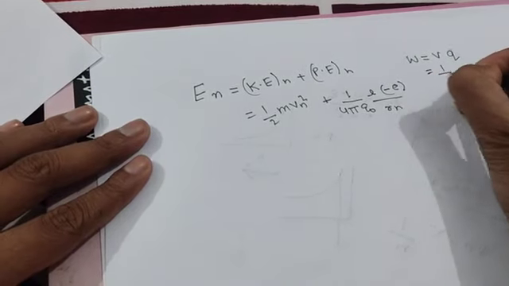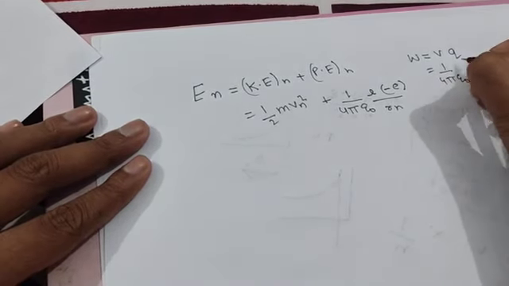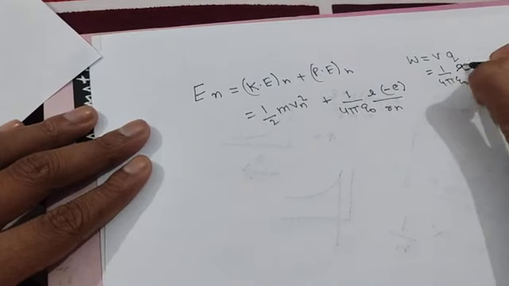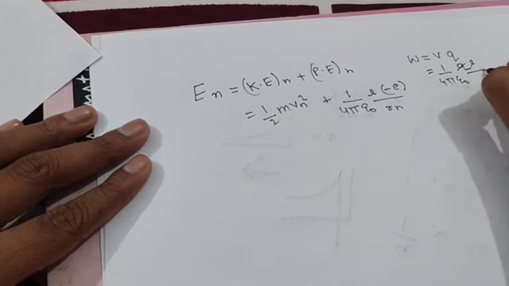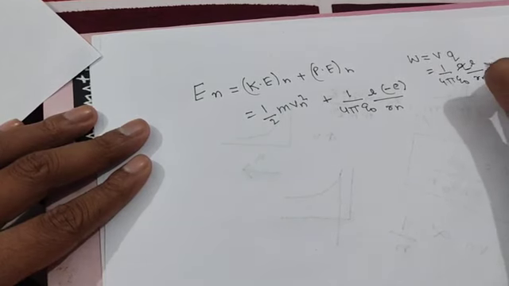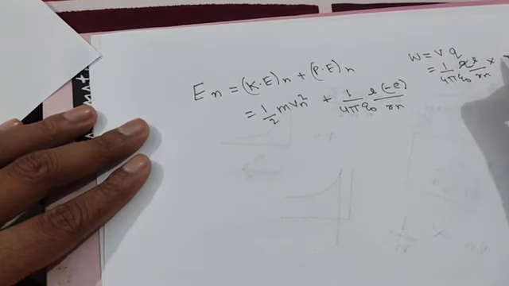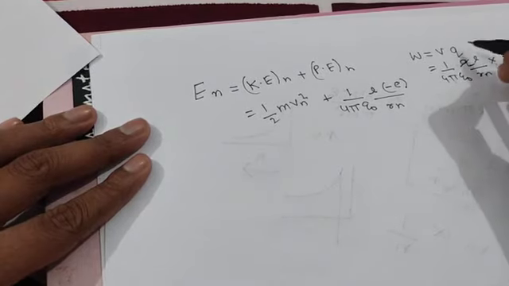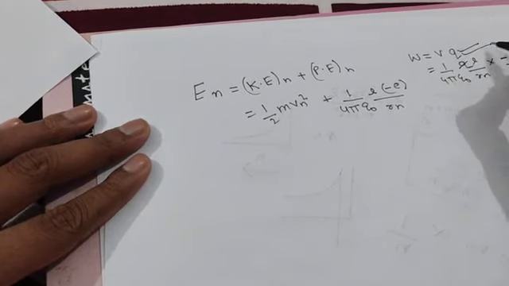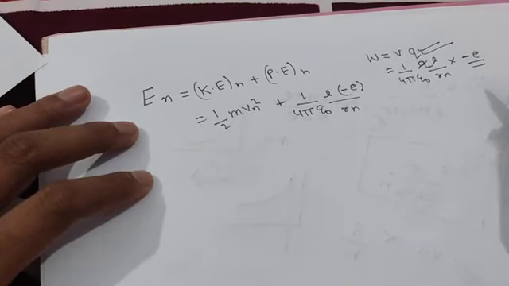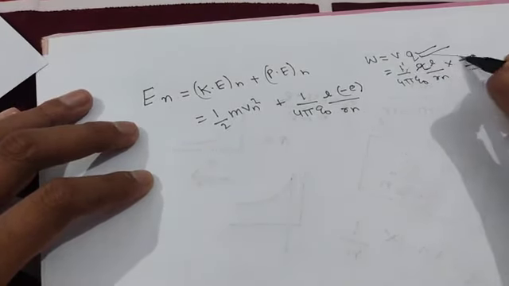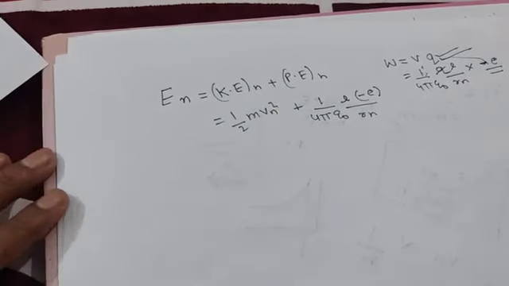So V is 1 by 4 pi epsilon naught Q by R. Q is just e by Rn, and we take the minus because Q here is the charge of an electron, so that's why we use minus e here. Okay, this is V and this is Q.